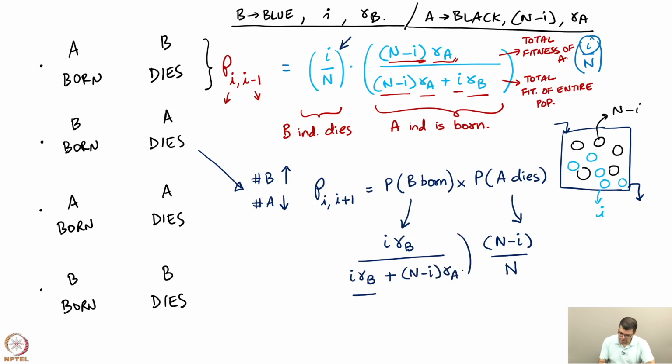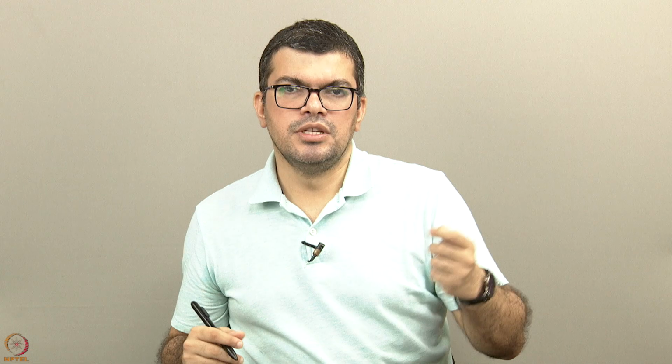And what you should note here is that the denominator in these two is exactly the same, the denominator in the death terms is exactly the same, only the numerator is changing depending on what probability we are calculating, which individual is going to die and which individual is going to be born. And this gives me the transition probability of the system going from state I to state I plus 1. So, that is 2 out of the 4 calculated, and we will continue these calculations in the next video and develop this theme a little bit more.